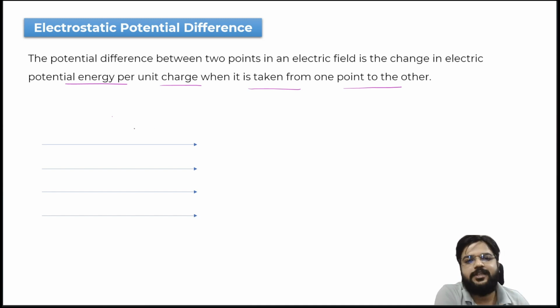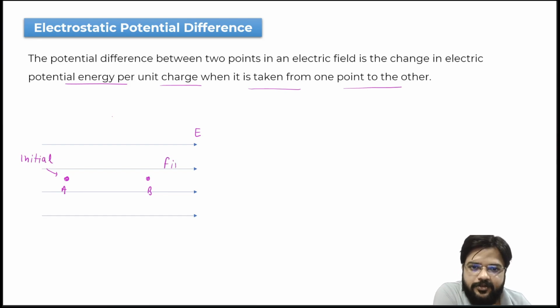So let's suppose this is the electric field, everyone. And here we have 2 points in this electric field, point A and point B. Let's suppose this is the initial position and this is the final position. Correct? And let's suppose here we have Q naught charge at this A point, and we want to move this Q naught charge from A to B. Correct?